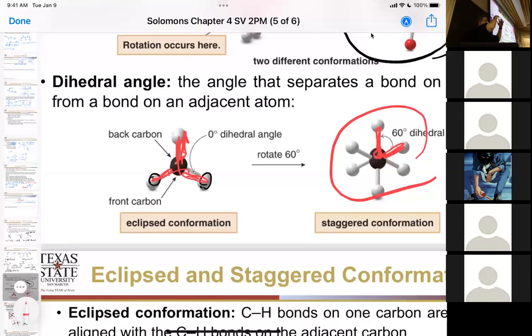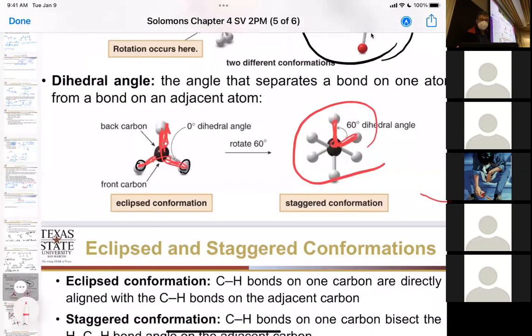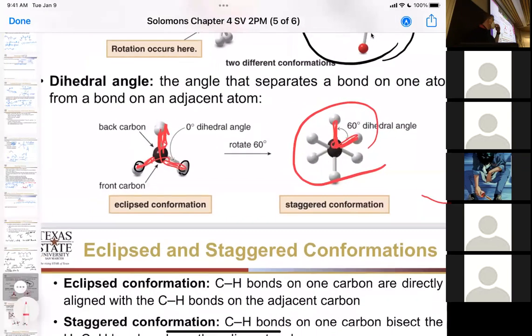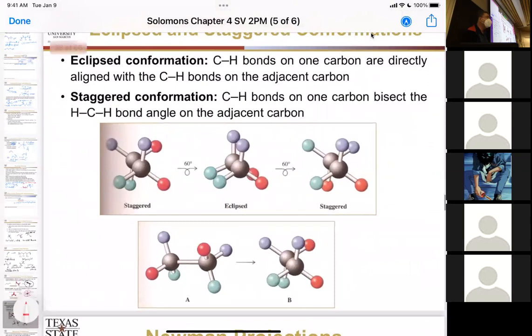Now, in the other one, they're as close to in between the other 2 atoms as possible. We call that staggered. So we have staggered configuration and eclipsed configuration. Okay. So I want to talk a little bit more about staggered and eclipsed and look at going from one to the other, okay?